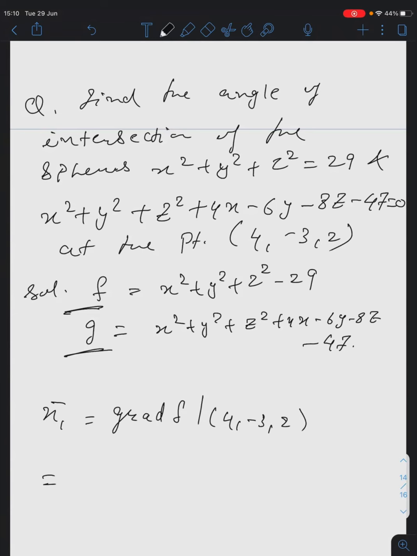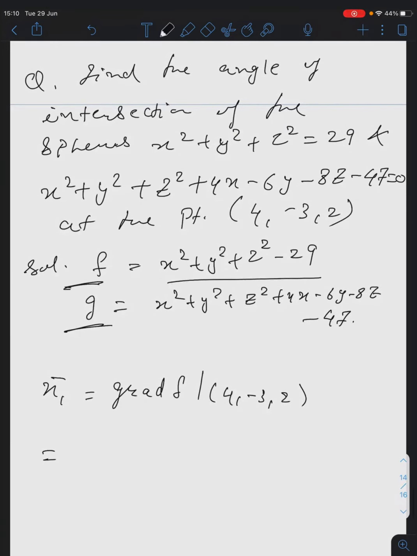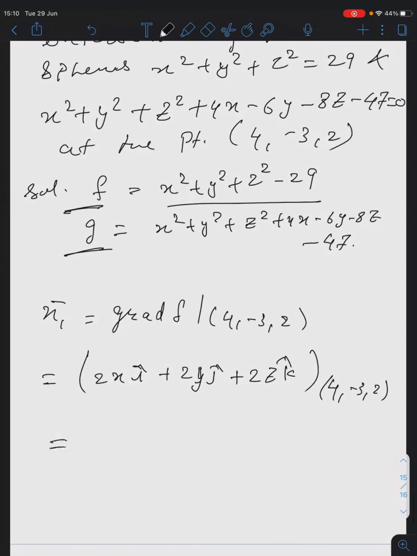So first calculate gradient of f, that is this function needs to be differentiated with respect to x, y and z. So you will get 2x i cap plus 2y j cap plus 2z k cap. But this at the point (4, -3, 2) you need to calculate. So that will be 8 i cap minus 6 j cap plus 4 k cap. Correct? Yes, ma'am.